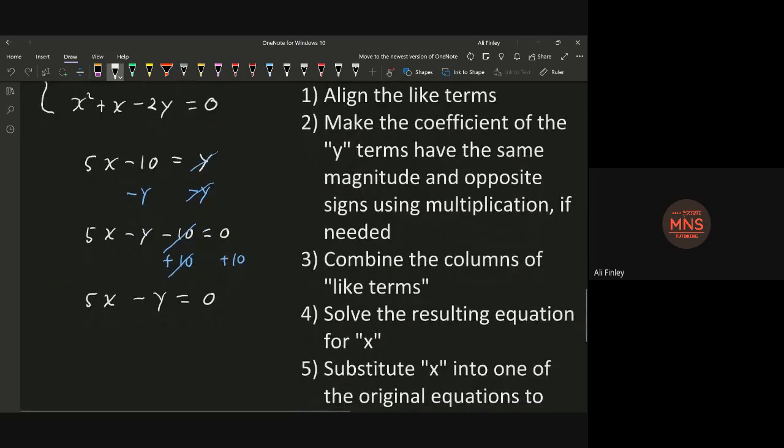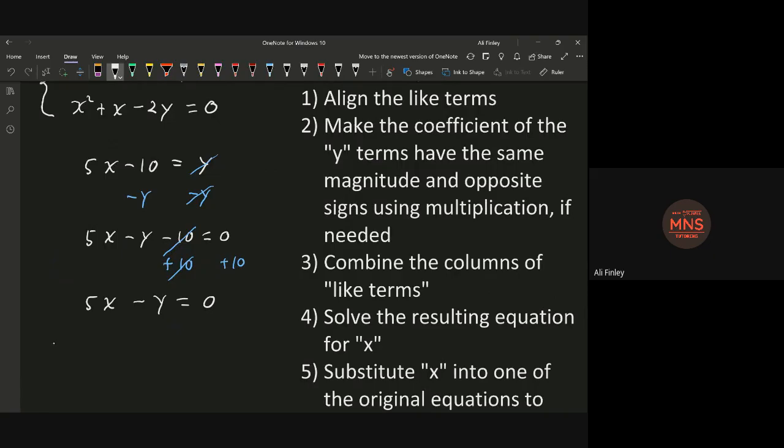And now in that second equation, we'll notice that we will be able to write that pretty easily with our like terms lined up. X squared plus x minus 2y now is equal to 0. Our like terms are aligned. The first step is already done.